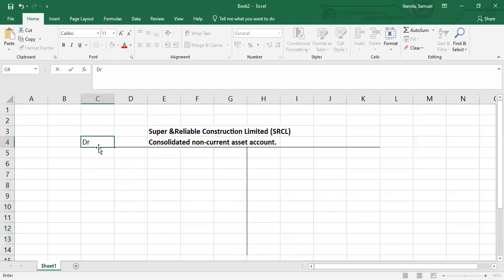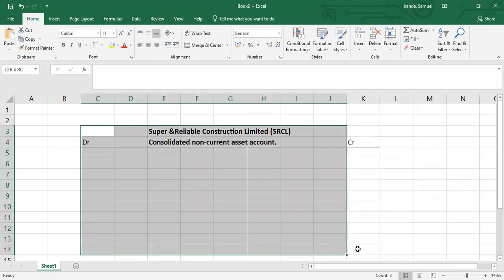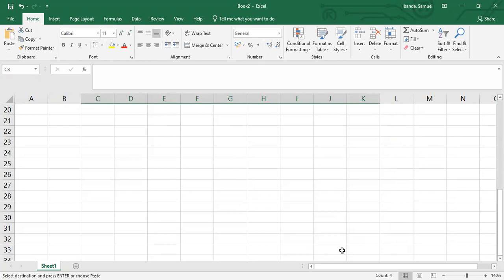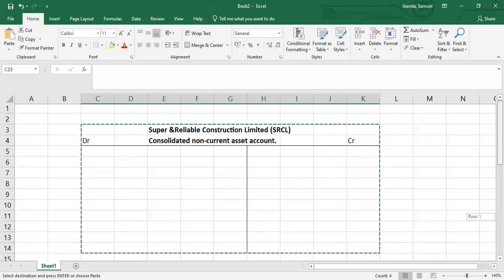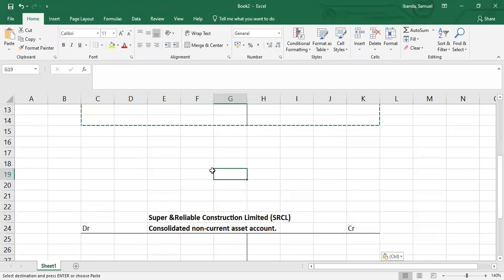I'll put my debit here. I'll put my credit here. Since I'm doing this from the PC, I usually encourage students to make sure that you draw up the rest of the accounts as well, especially for this question. But make sure you leave enough space, okay, to make sure that you move systematically.